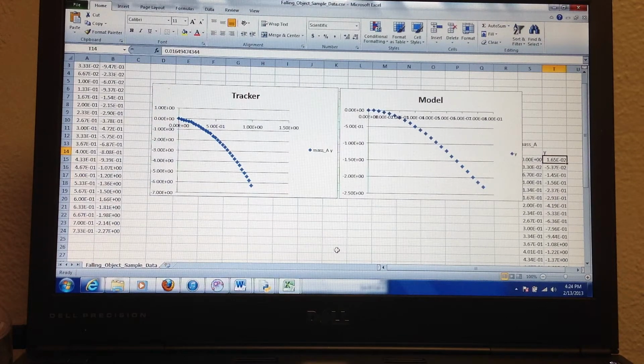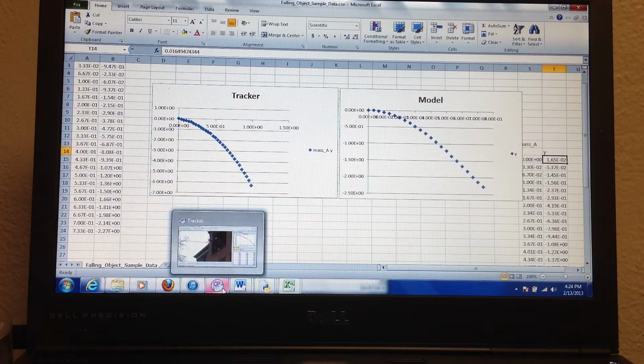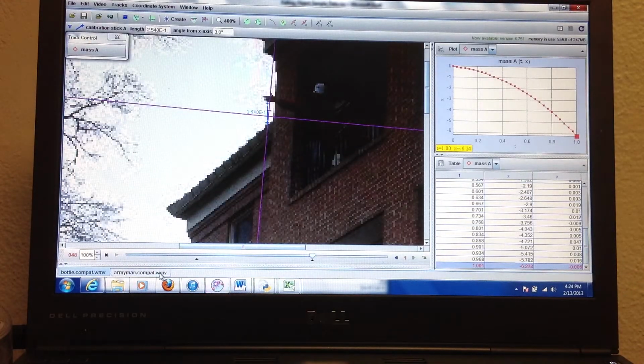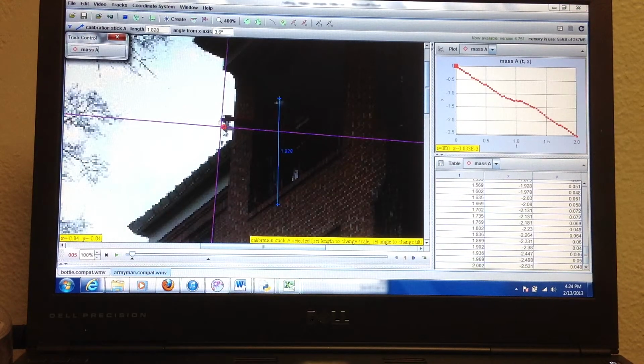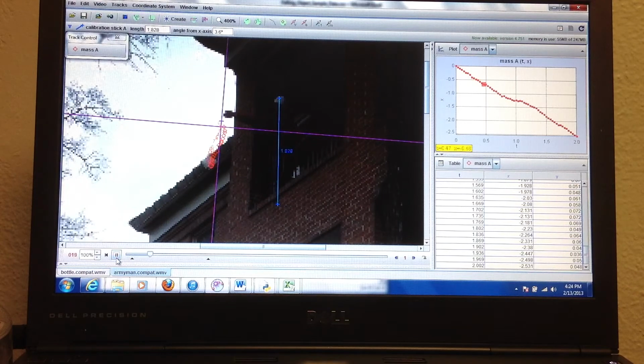Now we'll move into the Army Man. We'll start out with the tracker, and same thing. I've set the coordinate system so that this is the negative axis. The calibration stick is measured at my friend right here. He is 6 feet tall exactly, so he says, and so that measures to be 1.828 meters. And as you can see, we drop it.